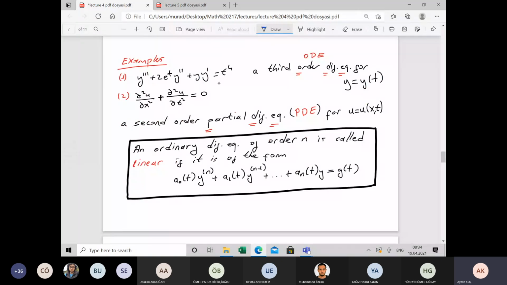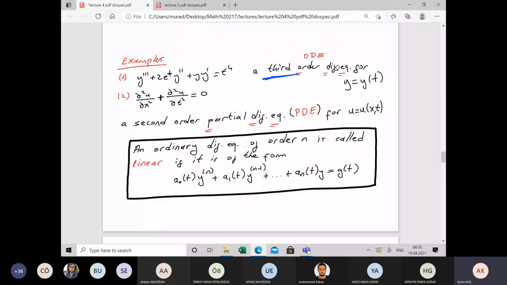So let's give an example. For example, look at this one. It contains y prime, y double prime, and this one. The highest derivative is this one, so our differential equation is a third order differential equation for y, which is y of t, because t is the independent variable. y is a function of t.